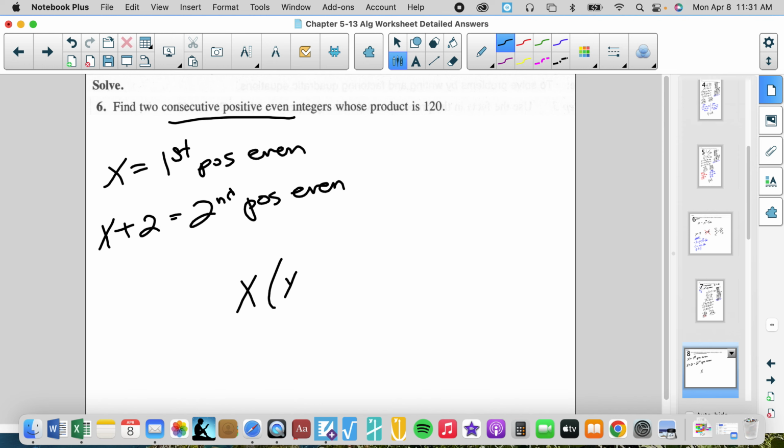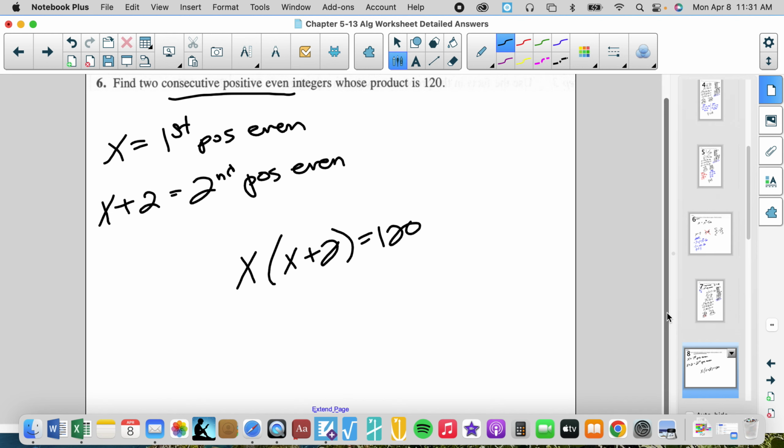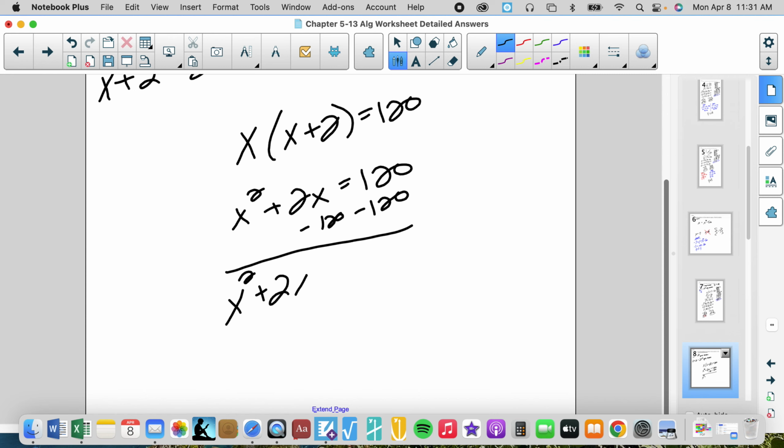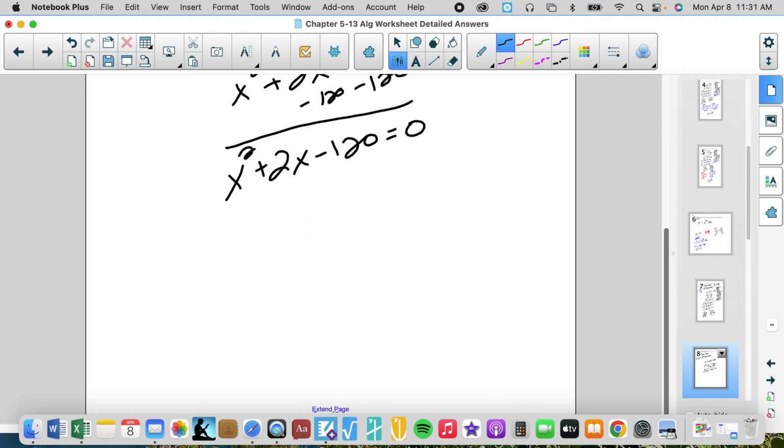So we have x times the quantity x plus 2 equals 120. So we are going to simplify that left side in order to set it equal to 0. X squared plus 2x minus 120 equals 0. Factors of 120, where the signs are different, that combine to make 2. I don't know those. A times c, 1 and negative 120.